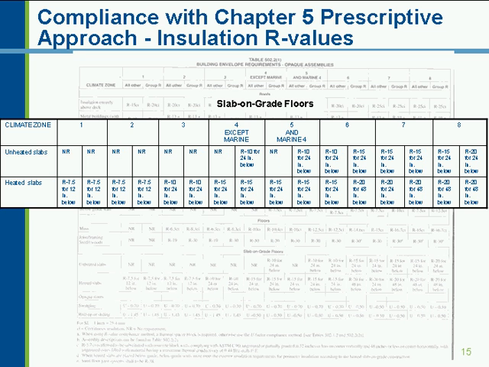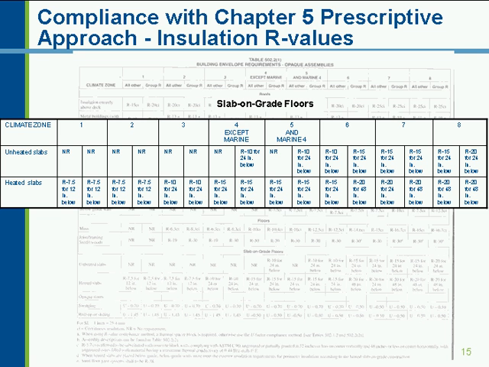For slab-on-grade floors, this is where one of the changes was made between the 2006 and 2009. Most of the 2006 requirements did not require slab edge insulation for unheated slabs. So that's a slab that essentially has no radiant floor system in it or uninsulated ducts, which is probably the majority of the slabs being built right now.